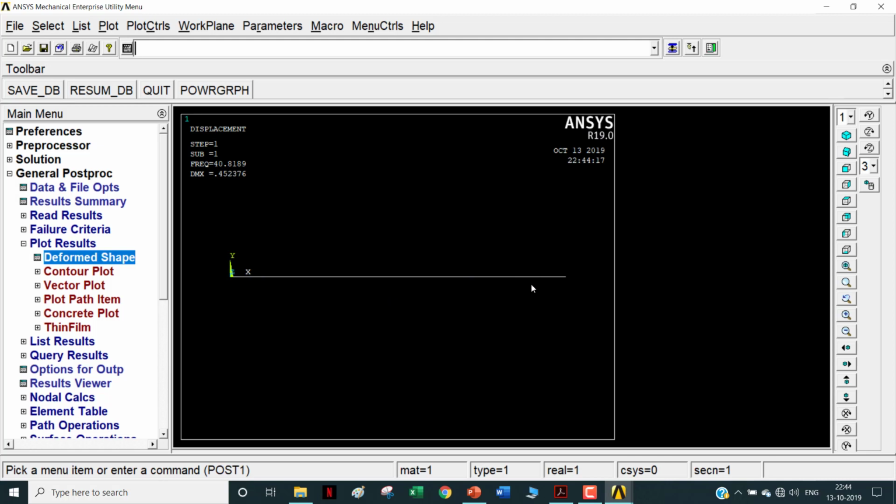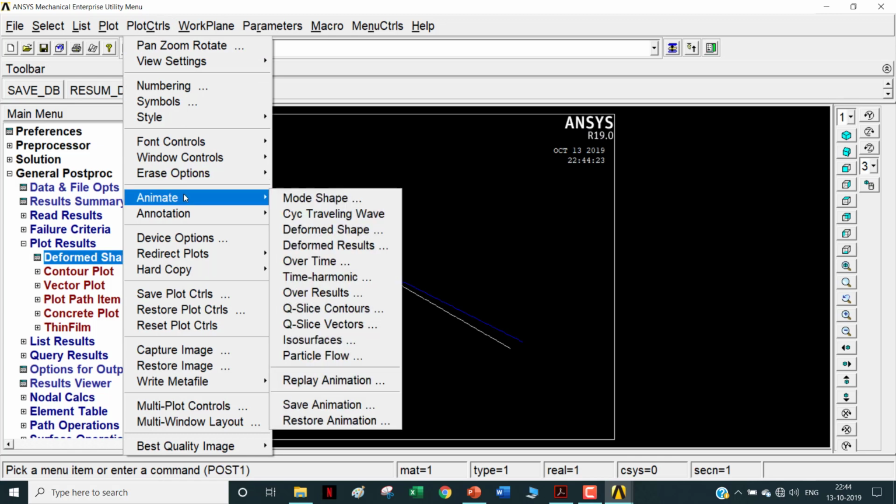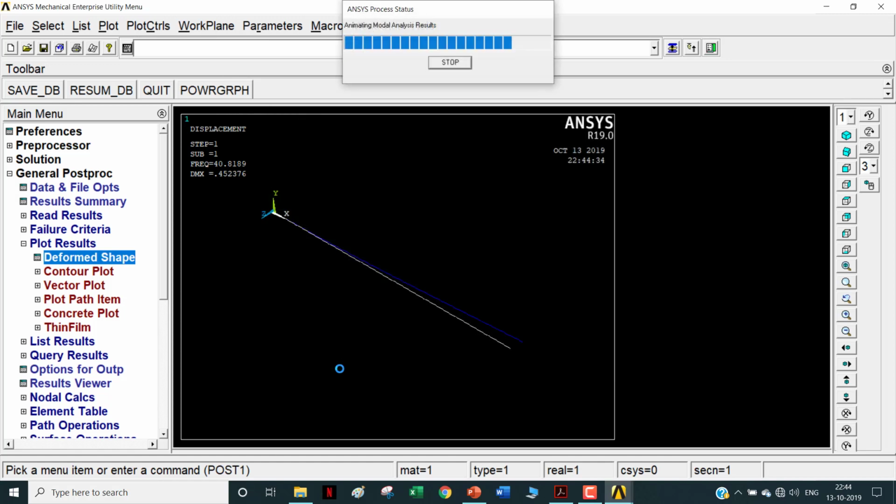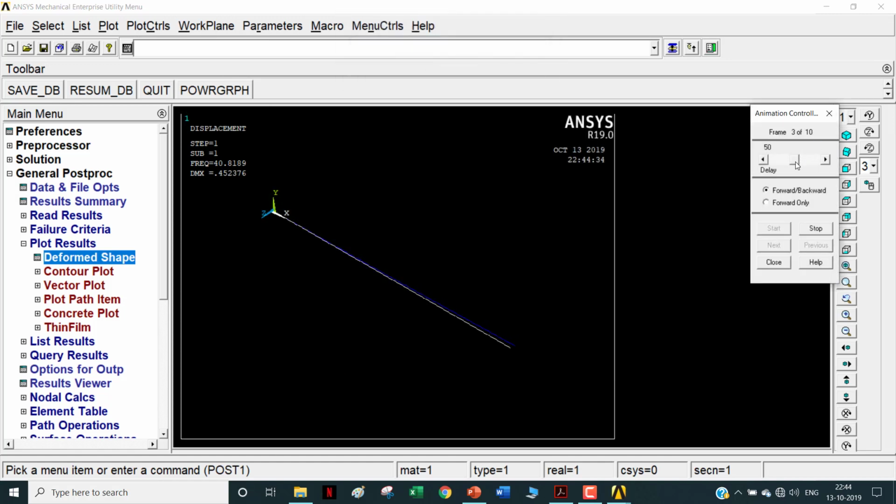So I think you can't pretty much see here because it is in the third dimension. Here you can see how it has deflected. You can even animate and see how it is going to vibrate, right? So just change it to sinusoidal, deform plus undeform, click on OK. Maybe I will just minimize this. Right. You can see how it is vibrating, right? So this is the first mode frequency, right?